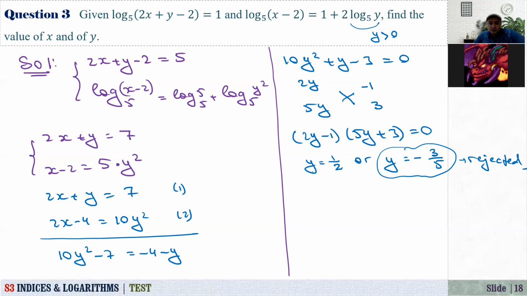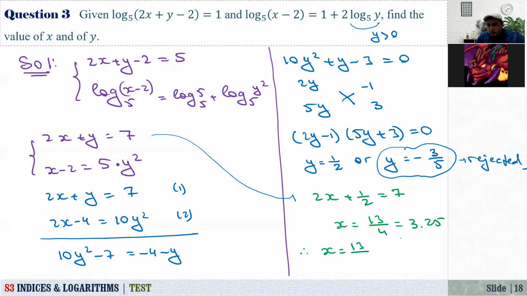So since y is equal to 1/2, I can just substitute into the first equation to get the value of x. So 2 times x plus, what is y? 1/2, that's equal to 7. So what is x then? It is 6.5, that's 13/2. That's equal to 13/4, which is equal to 3.25. Okay, so x equals 13/4, and y is equal to 1/2. These are the solutions of these equations.